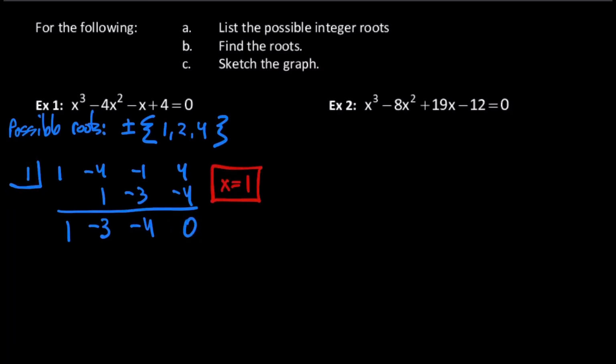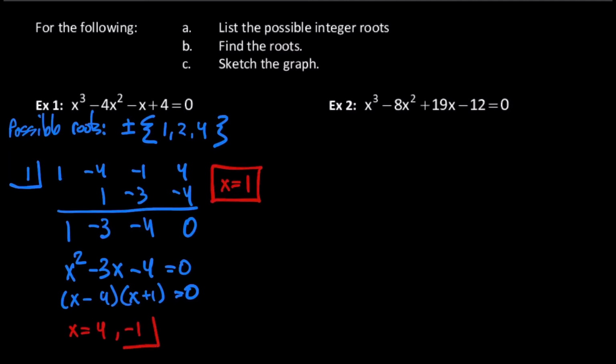Now, what do I have? I've got a depressed polynomial. I'm not going to do synthetic division again because I started with a cubic. I depressed it 1 degree. Now it's a quadratic. It's x squared minus 3x minus 4. So I'm just going to write that out and factor it. X squared minus 3x minus 4. I'm going to set it equal to 0. Let's factor this. It's going to be x minus 4, x plus 1 equals 0. So my other two roots are going to be x equals 4 and -1. So here are all my roots.